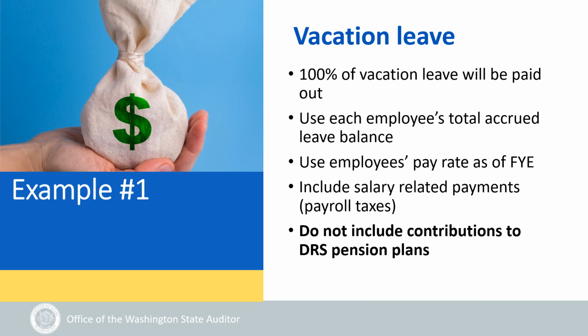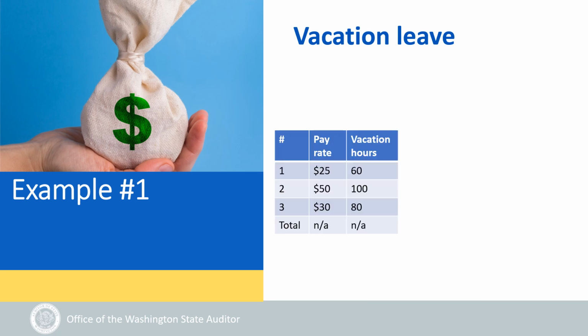Then we multiply that by their pay rate as of the fiscal year end, and we need to include those salary-related payments, but remember to not include any contributions that will be made to DRS pensions. Here's what that calculation looks like.